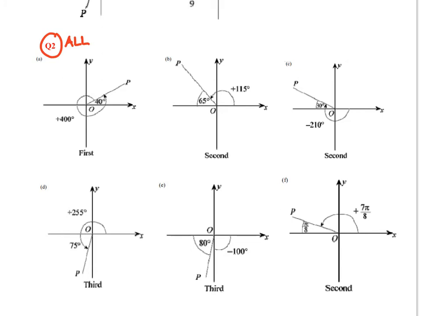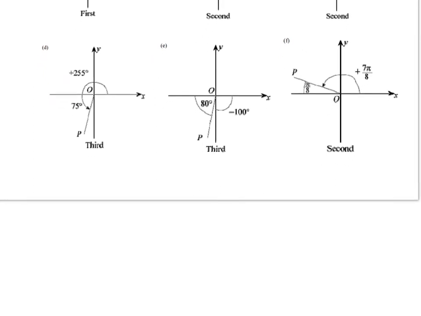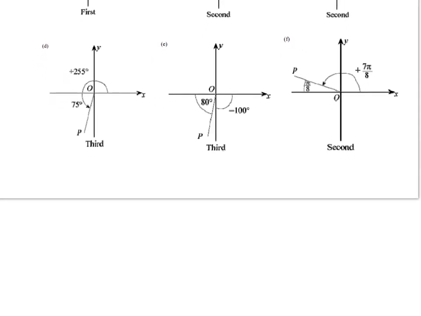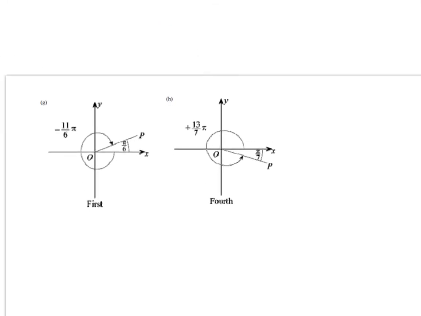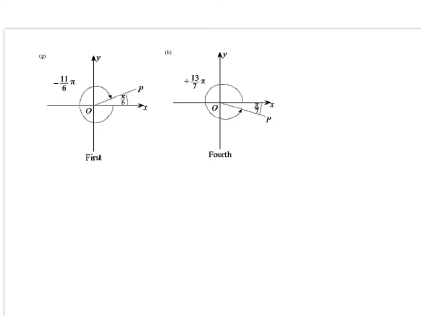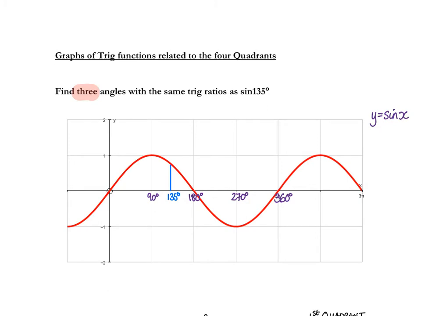Pause if necessary, and then looking at the other ones, you can see there that we have got some radian measure starting, and that's G and H for the next part. Okay, so that's drawing the angles in the quadrant system, positive and negative angles. We're now going to look at the graph and how it relates to the 4 quadrants as well. So move on to the graphs of trig functions and how it relates to the 4 quadrants.